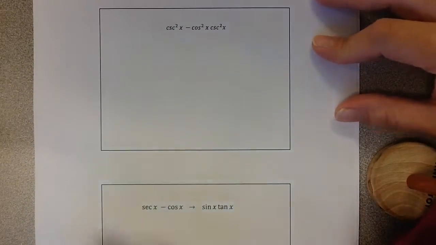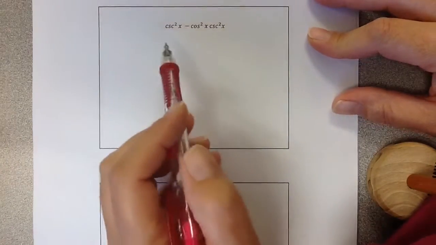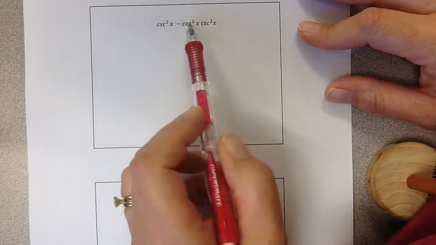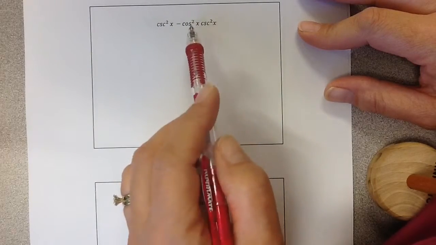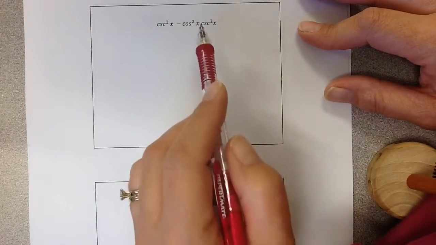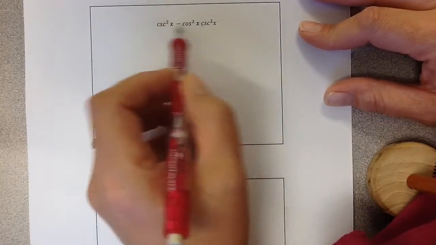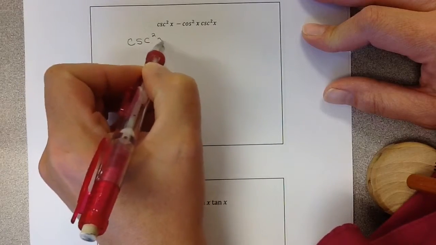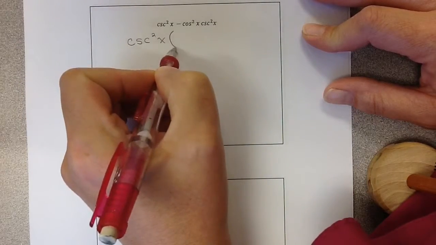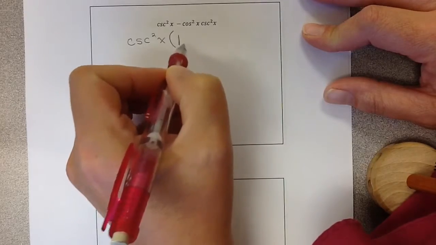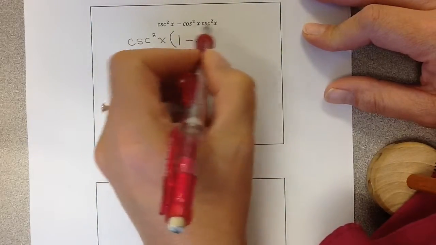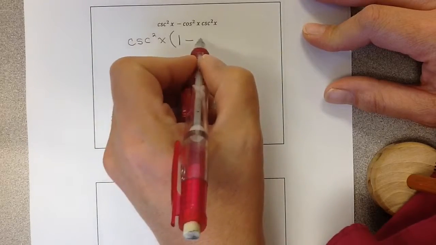All right, so next example. Again, there's a cosecant squared in this term and a cosecant squared in this term, which is a great problem for factoring. So common factors, often it will help to pull those out. So we're going to pull out a cosecant squared x. That's going to leave behind a 1 for the first term, minus, if we pull a cosecant squared out of the second term, it's going to leave a cosine squared behind.